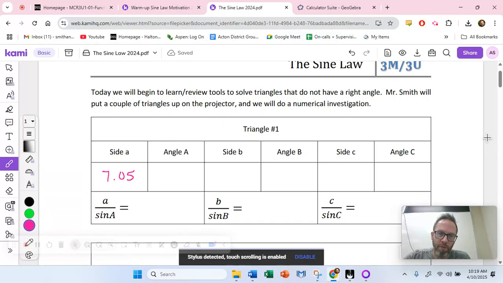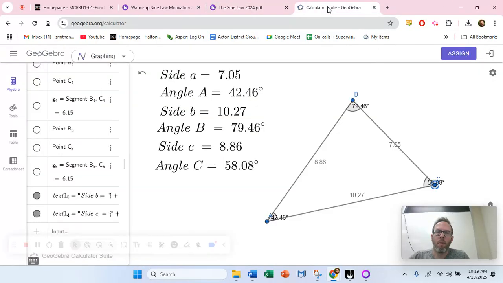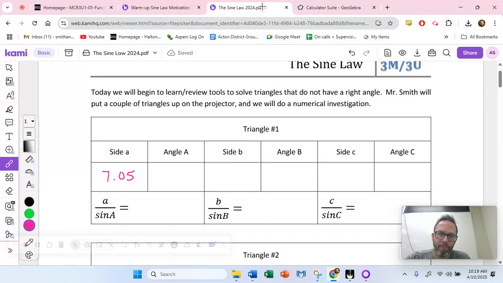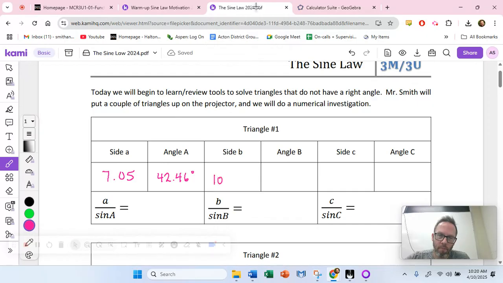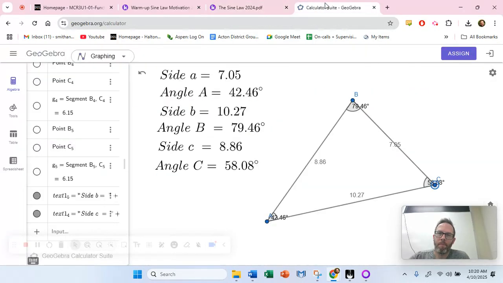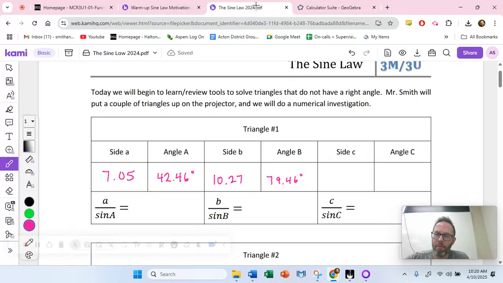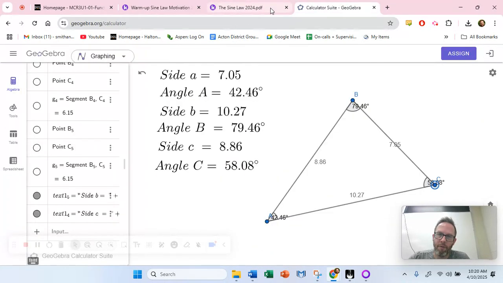So side A is 7.05, angle A is 42.46 degrees. Side B is 10.27, angle B is 79.46 degrees. Side C is 8.86, and I thought I had it, angle C is 58.08.